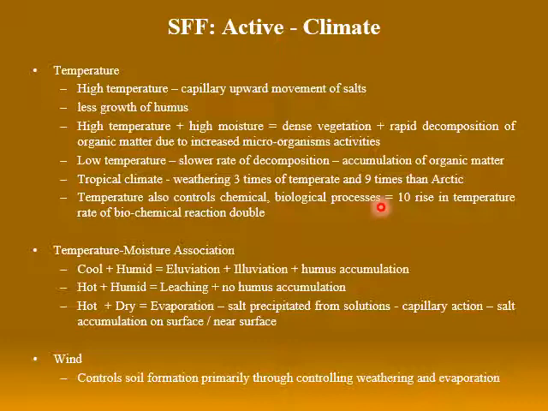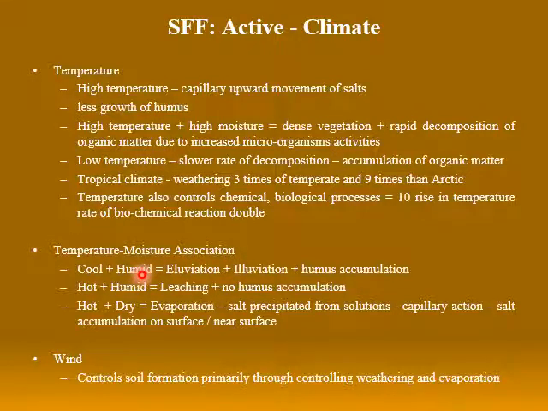So temperature controls other soil forming factors as well, just like precipitation. In essence, it is the temperature and moisture association that is important, because a hot and humid climate will, on one hand, lead to leaching because of humidity, and a hot climate will lead to high microbial activity and no humus accumulation.